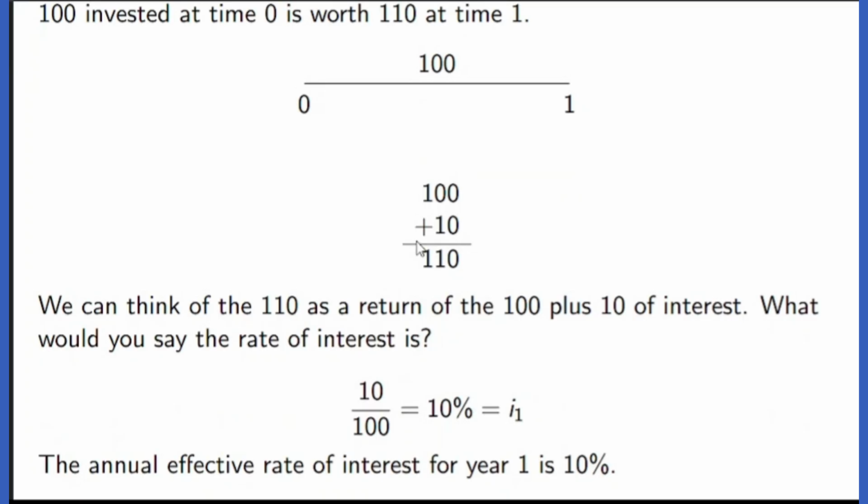Now, since the amount of interest is 10 Ghana cedis, to get the rate of interest I just divide the amount of interest by the amount I invested, which is 10 divided by 100. This gives me the annual effective rate of interest. So to determine the effective rate of interest, you divide the amount of interest by the amount you invested, which is the principal.